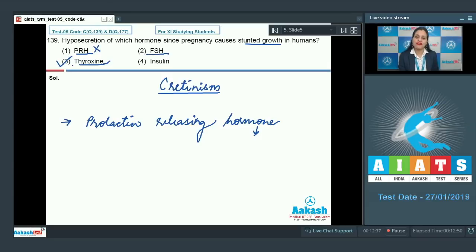The next option is FSH, and this is also an incorrect option. FSH is a gonadotrophic hormone which is released from anterior pituitary and is responsible to stimulate the growth and maturation of follicle cells. The last option given is insulin, and this is also an incorrect option because insulin is a hormone which is released from the beta cells of islets of Langerhans from pancreas and is responsible for maintaining the glucose level in blood. So the correct answer to this question is option number 3. Let's discuss our next question.